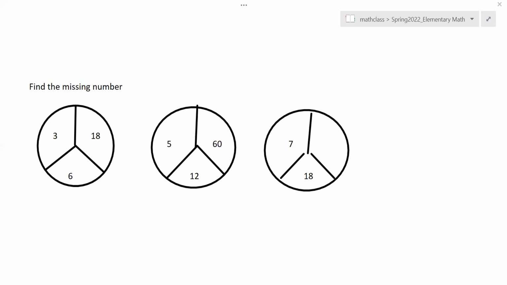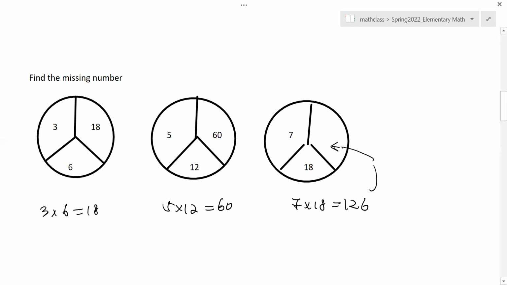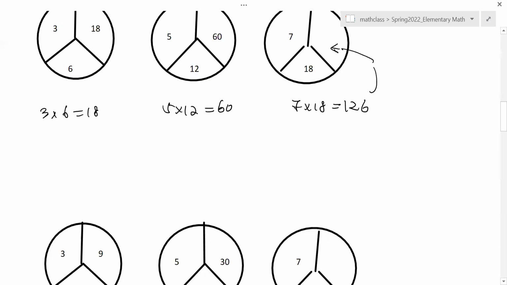All right, so we also notice that 3 times 6 is going to be 18. 5 times 12 is going to be 60, right? So 7 times 18, that's going to be 126. 126, okay? 126 should be the answer to that problem. So the third number is a product of the two numbers. Okay, so that would be the answer. Got it? How about the next one?